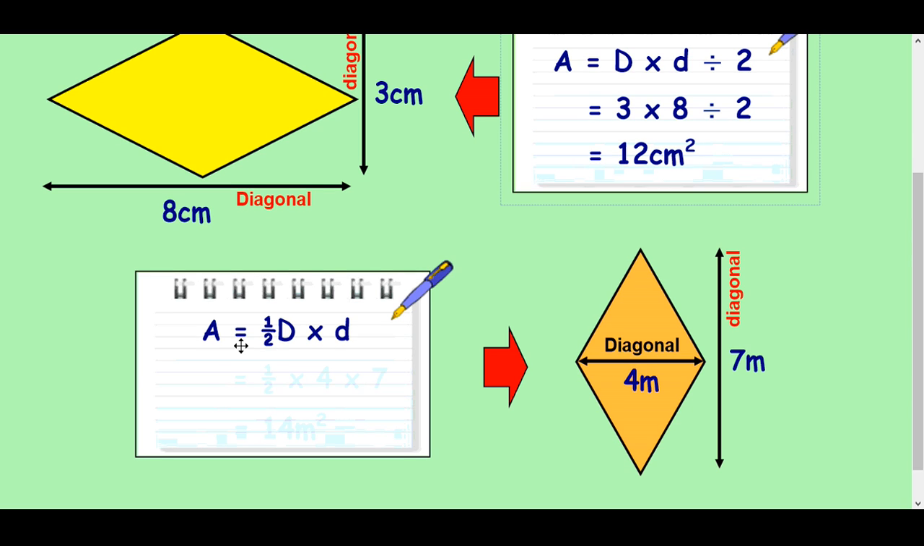This is the way I'd probably like you to set it out. So area is a half d times d. Now the diagonals are 4 and 7, so it's a half times 4 times 7. So you can do 4 sevens are 28 and half it and get 14, or half the 4 and get 2 and do 2 times 7 and get 14.